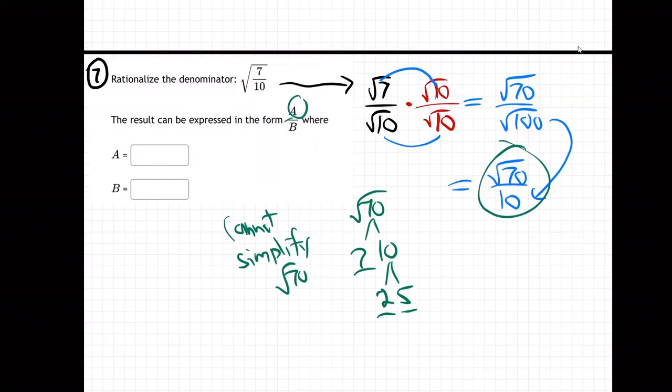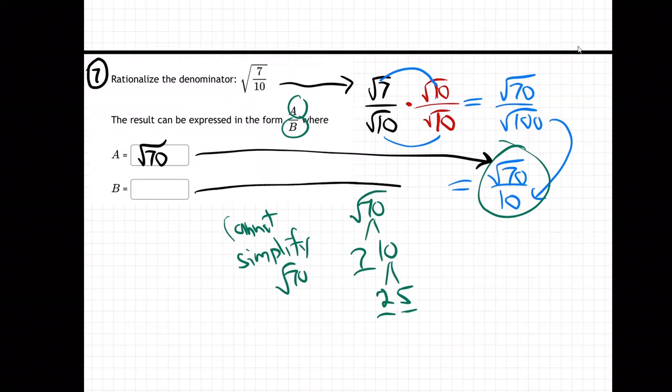Now notice it wants A over B. So then the A is the top, which is square root 70. And the B is the bottom, which is the 10. See, it wants you to put it in A over B format. So it's root 70 on the top. It's 10 on the bottom.